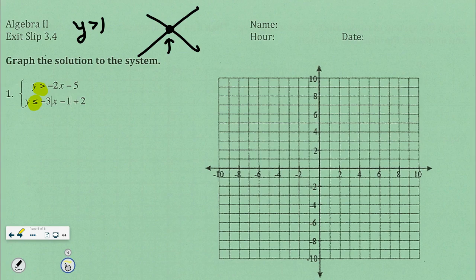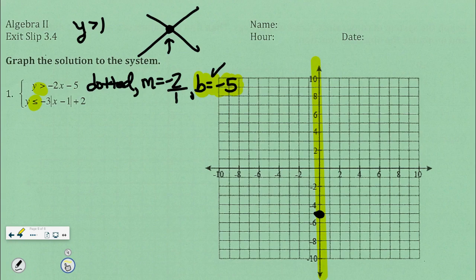We still need to graph this line. It will be dotted because of that greater than, not greater than or equal to. So we'll have a dotted line. It's in slope-intercept form, so I know its slope is -2 or -2/1, and its y-intercept is -5. So when I go graph this line right here, I will go to my y-intercept, y-axis, y-intercept.